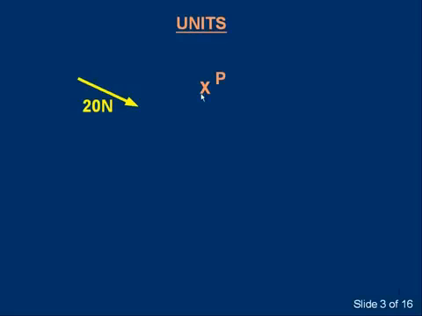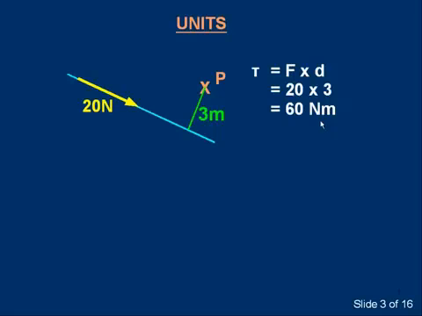Here's a force, there's a point, let's draw the line of action, let's give you the distance from the point to the line of action. There's no problem working out the moment. It's force times that distance, 20 newtons times 3 meters is 60 newton meters. No surprises. But here's another situation.